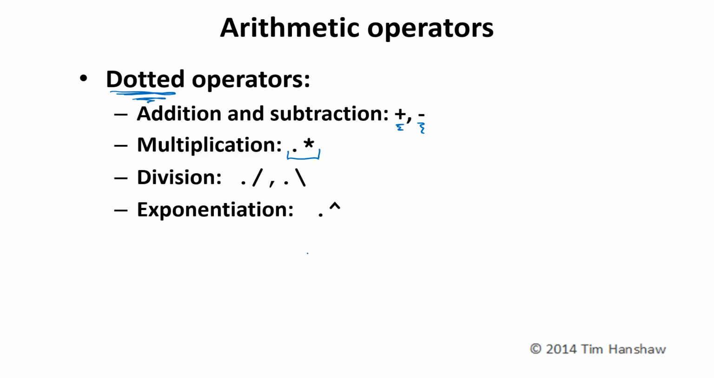Multiplication is dot times. This is just the period sign on your keyboard. Division is dot slash and dot backslash. These will do the following operations. 3 dot slash 4. On the uphill side of this operator is the 3. That does 3 over 4. The other way around, 3 dot backslash 4 puts the 4 in the numerator because it's on the uphill side of this operator, so it's 4 over 3. Exponentiation is dot with a caret symbol.